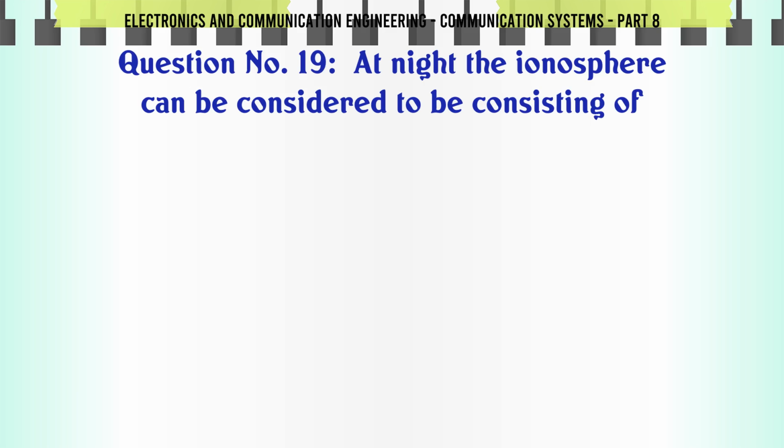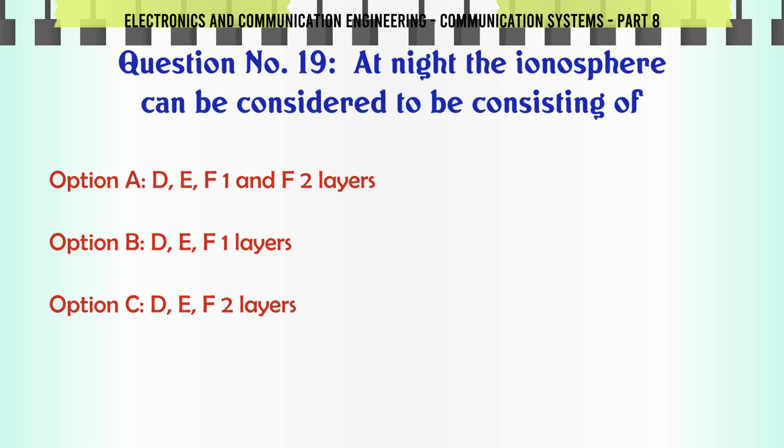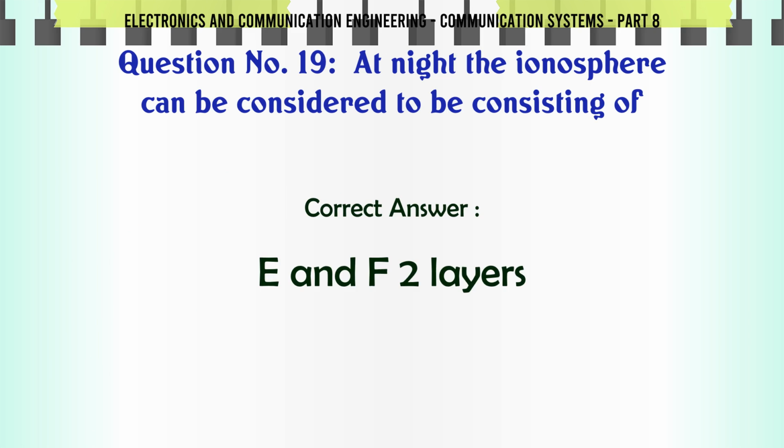At night, the ionosphere can be considered to be consisting of A. D, E, F1 and F2 layers, B. D, E, F1 layers, C. D, E, F2 layers, D. E and F2 layers. The correct answer is E and F2 layers.